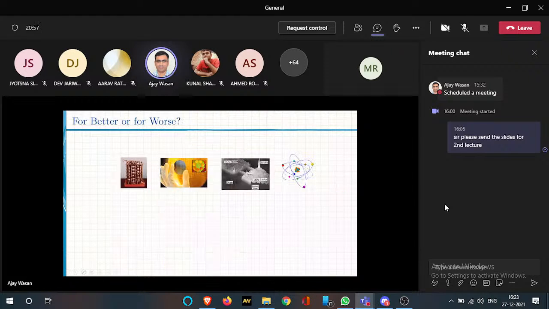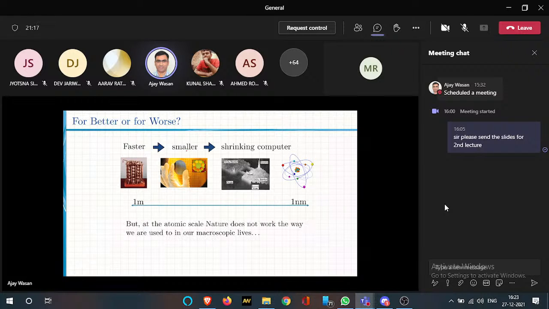So here I'm showing the same, whatever Babbage engines, wafers, devices, some people are making this thing. So basically what is happening, we are making faster devices, smaller, shrinking computers, smaller and smaller things. So from 1 meter we are reaching 1 nanometer. So what will happen at the atomic scale?